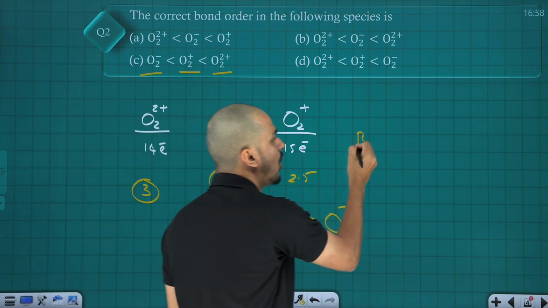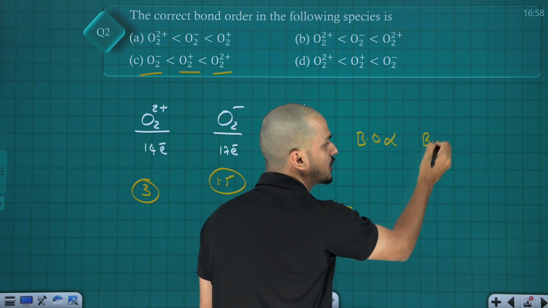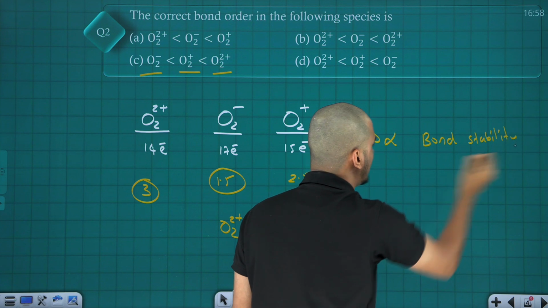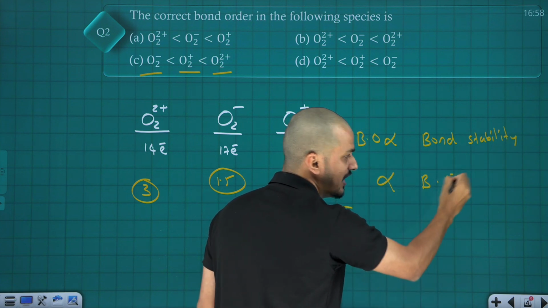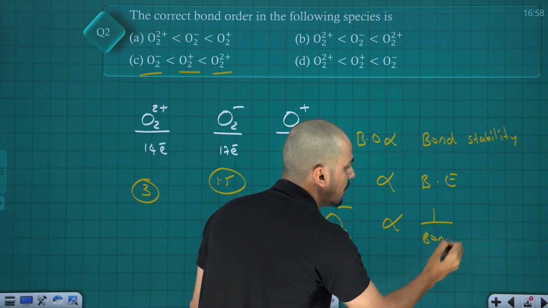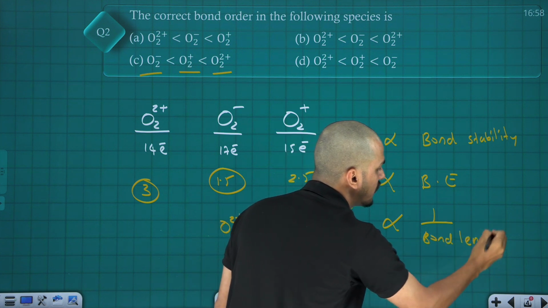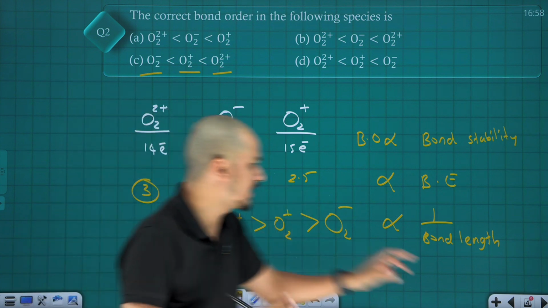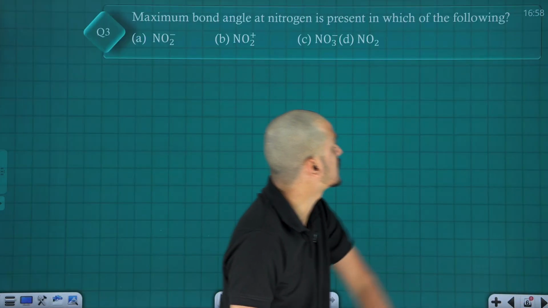So you have to remember bond order is directly proportional to bond stability, bond energy, and inversely proportional to bond length. This much idea if you remember means you can easily answer the question from here. Is it okay guys? Okay, so we can move to the next question. This is the next question.